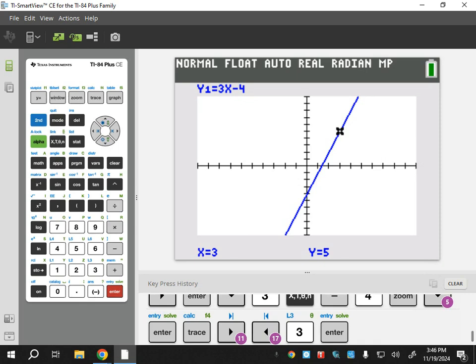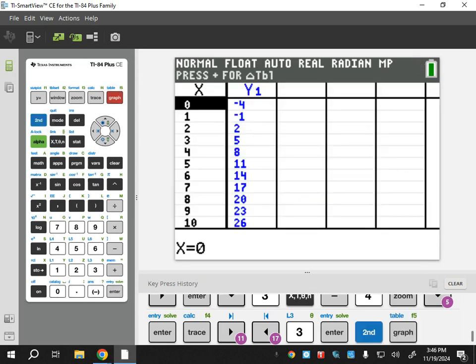To input a y coordinate, we would use a table feature. Let's say I want to know what the x value is when y is 7. To go to the table, you might notice that it's in blue above graph. I would push second graph to get to our table, and then I can look and see, oh, for my y values that are integers, when y is 8, x is 4, and so on.